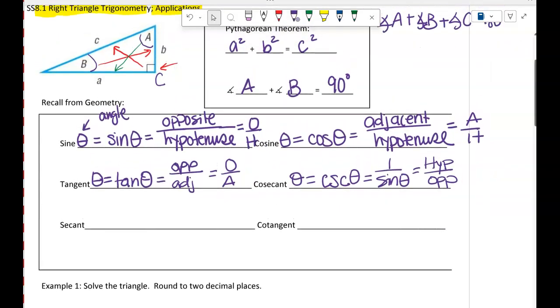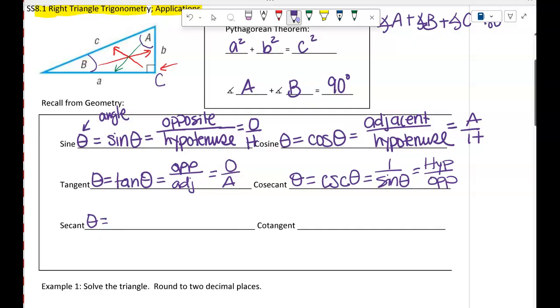Secant of an angle, which is theta, abbreviation is SEC and then your angle. This is the reciprocal function of cosine, so 1 divided by cosine. And if cosine, y'all, is adjacent over hypotenuse, then this is going to be hypotenuse divided by adjacent.